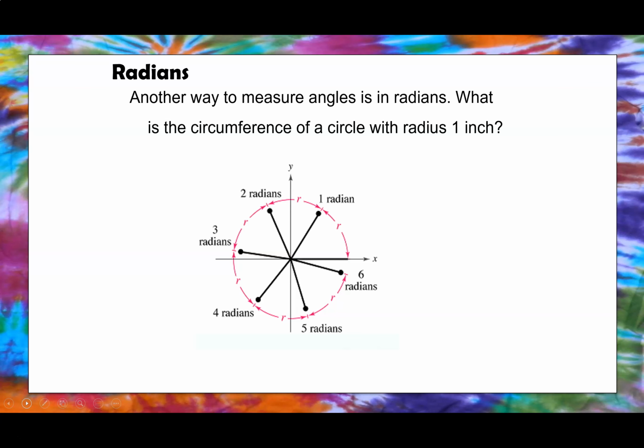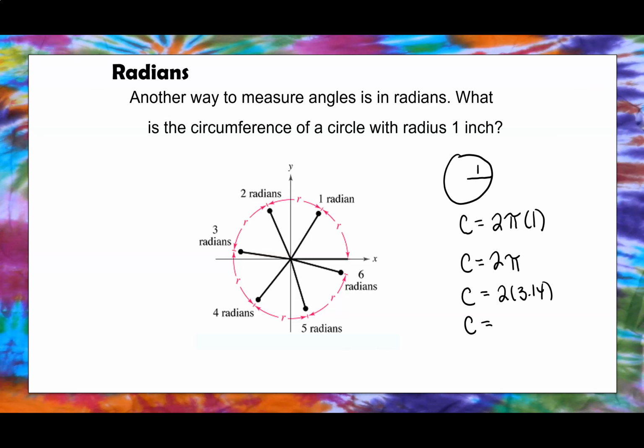All right, radians are another way to measure angles. What is the circumference of a circle with a radius of 1 inch? We've done this on our review slide, but let's go ahead and do it again. If I have my unit circle, a radius of 1, the circumference is equal to 2 pi r, or 2 pi 1. So my circumference is 2 pi. Well, what does that become? That circumference equals 2 times 3.14, which is 6.28, and we're talking about radians.